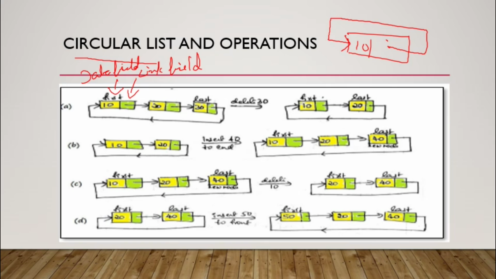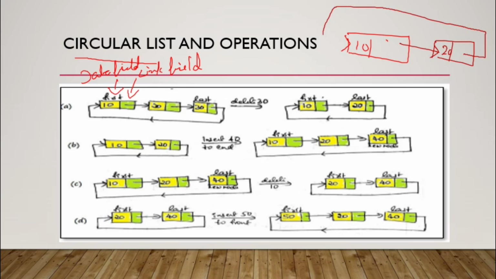If you have more than one node, we can understand it better. So what I can do is say I have one more node of 20, so the link will be in this way. What do you mean by a circular list? Instead of pointing the 20's link field to null, I point the 20's link field to the first node. That is what I am doing here, that's all. This becomes a circular list. So this is about the concept of circular list.